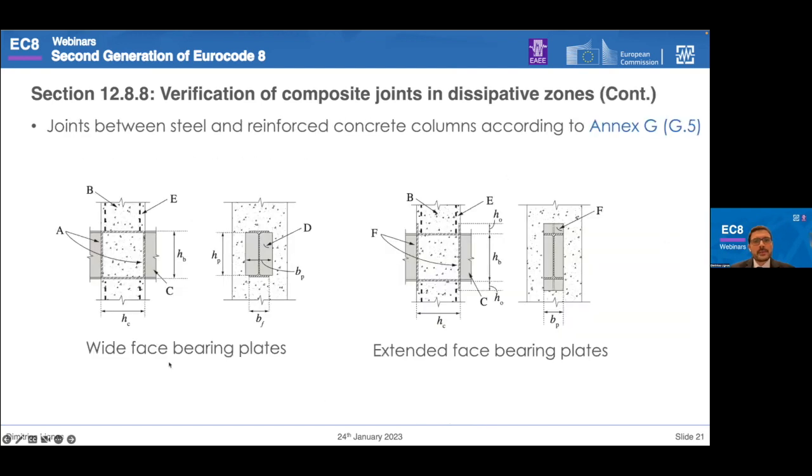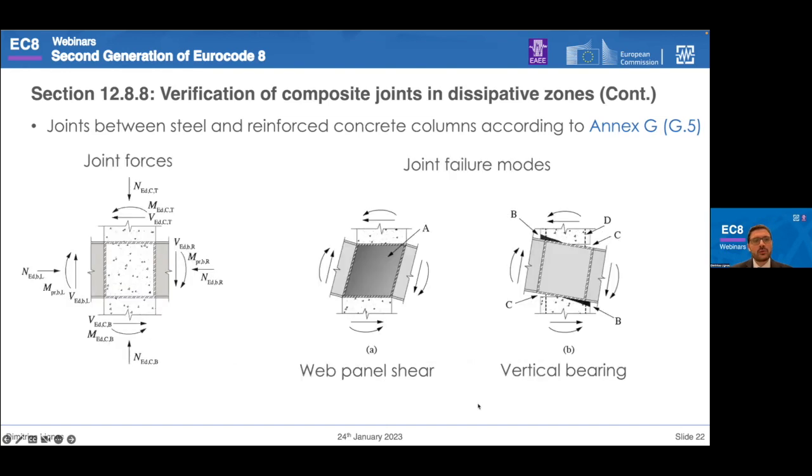Now, section 12.8.8 relates again to verification of composite joints in dissipative zones. This relates to one of the questions that we've heard before. There has been a significant enhancement by developing Annex G, which includes composite joints. One of them is joints between steel and RC concrete columns, which are covered in detail in G5. This section considers design provisions with wide face bearing plates, as well as joints with extended face bearing plates.